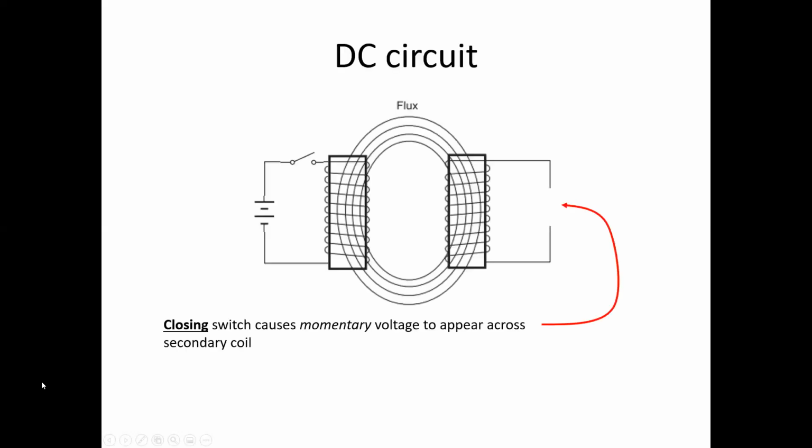So in a DC circuit, when we energize one coil, electromagnetic flux will flow, and when expanding, it will break across the secondary coil. Closing the switch will cause a momentary voltage to appear across the secondary coil. Now, opening the switch will cause a very interesting phenomenon.